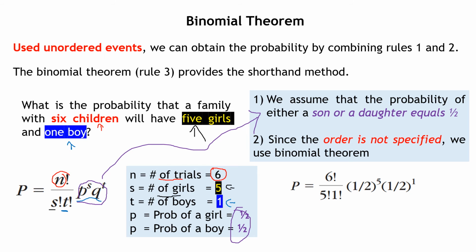So we have 6 trials, 5 girls, 1 boy. The probability of a boy is half, and you multiply it by the probability of a girl raised to the power of 5, and the probability of a boy raised to the power of 1, because you only want to have 1. And then we solve that, and what we get is 3 out of 32.